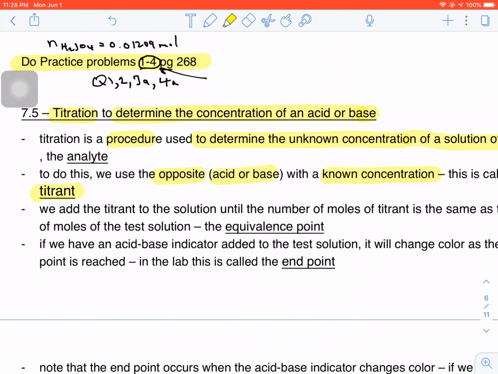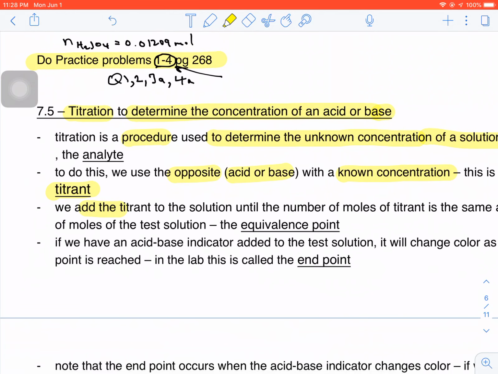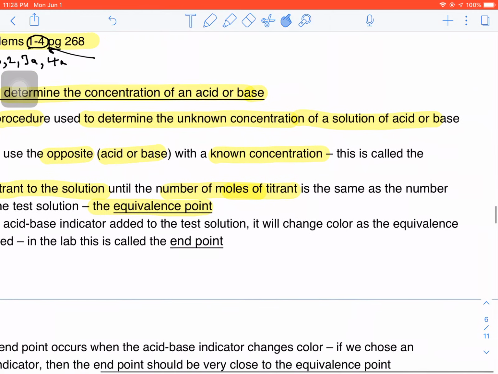Okay? And then ultimately, we're going to add titrant drop by drop until we've got an equal number of moles of acid and base. That's going to be called the equivalence point, when the number of moles of acid is equal to the number of moles of base.